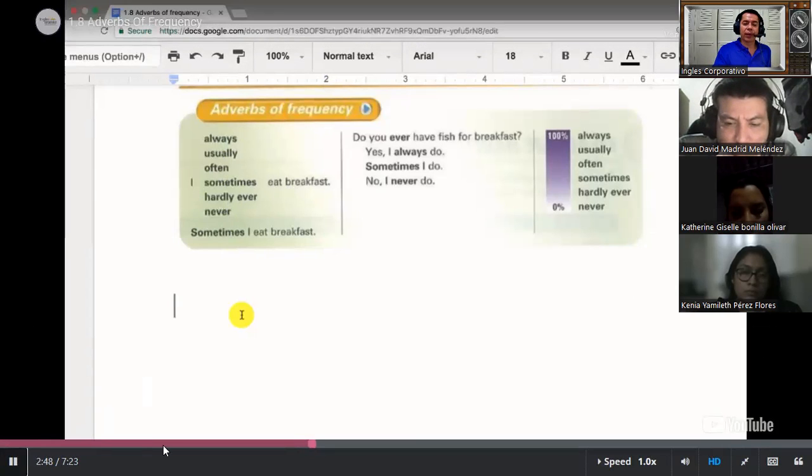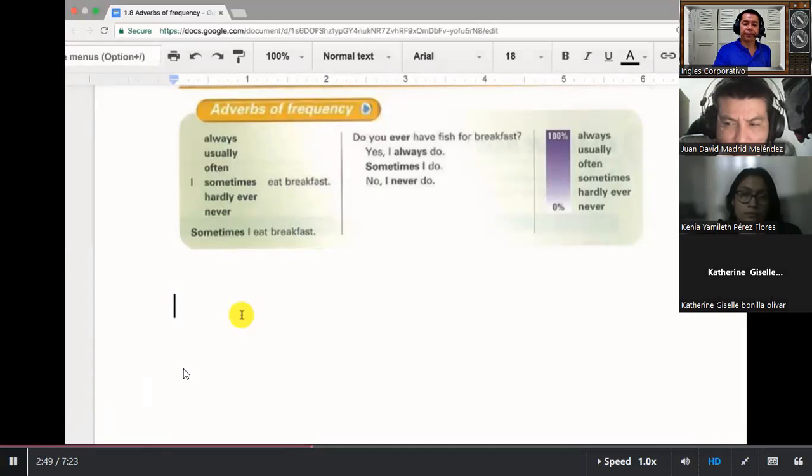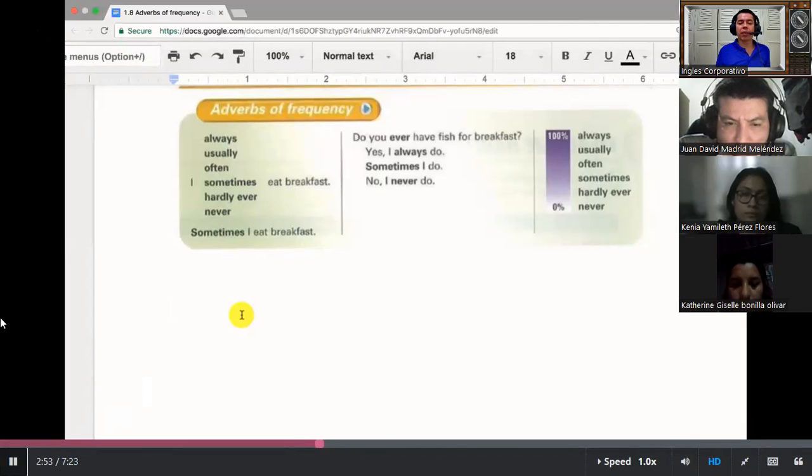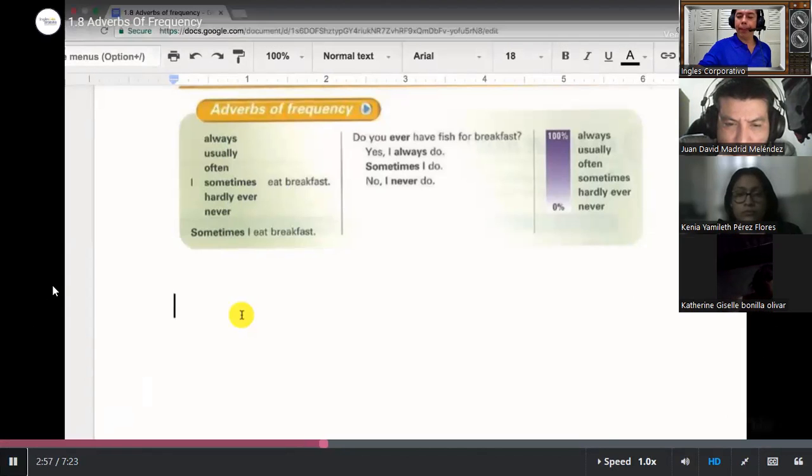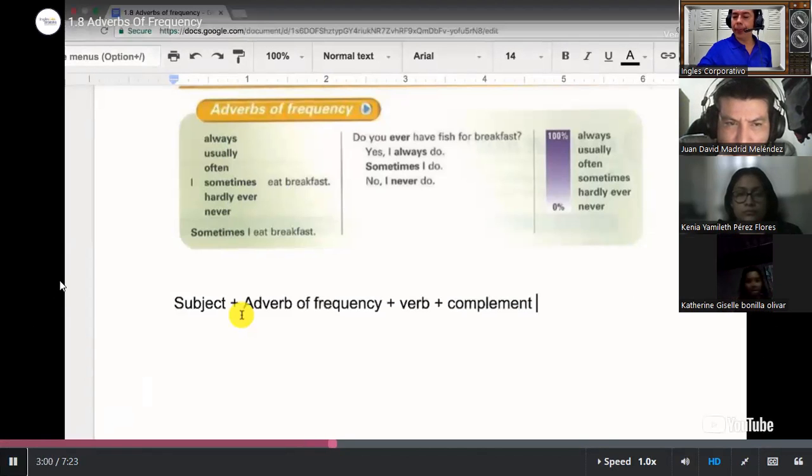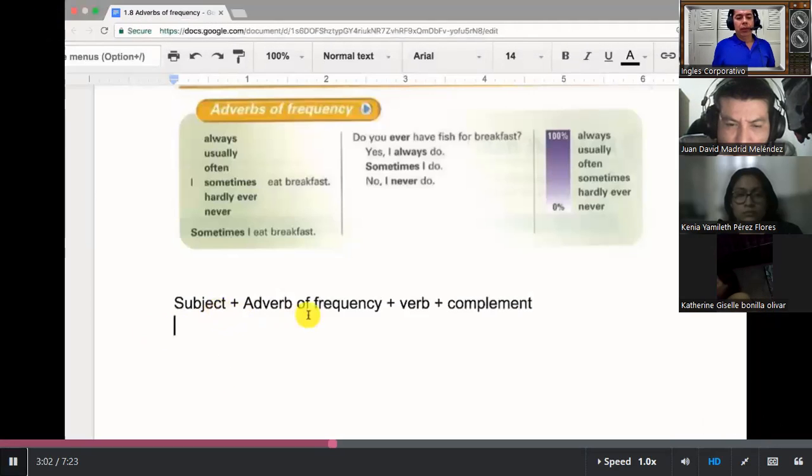How to use them and in which order to use them. Typically, we will use adverbs of frequency after the pronoun or subject. We can follow this formula. Subject plus adverb of frequency plus the verb plus some kind of complement.